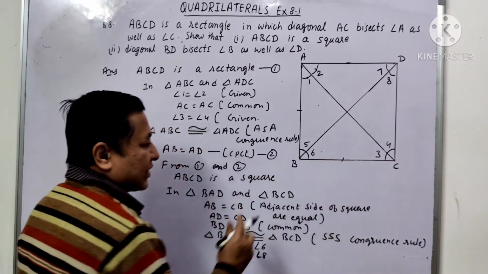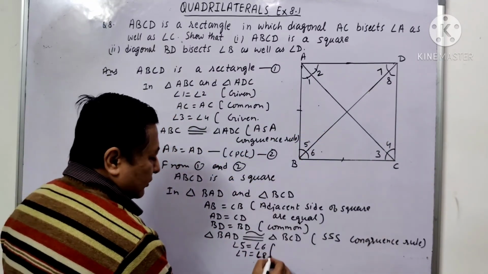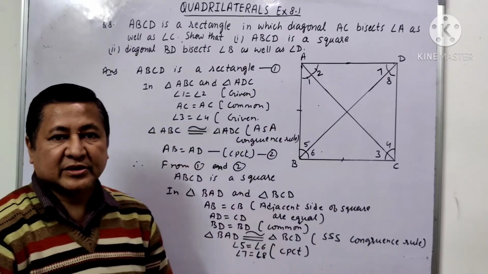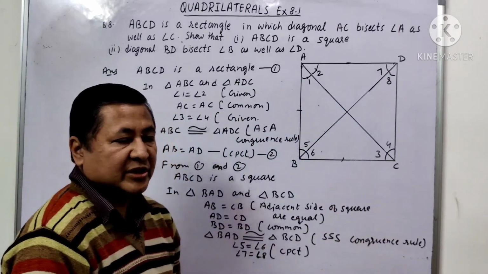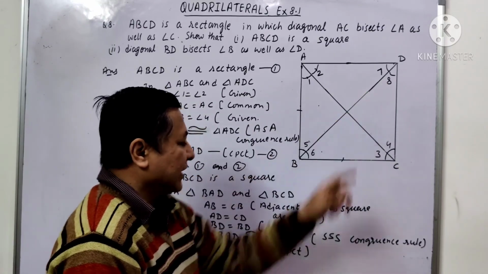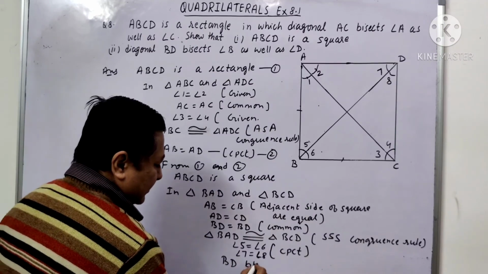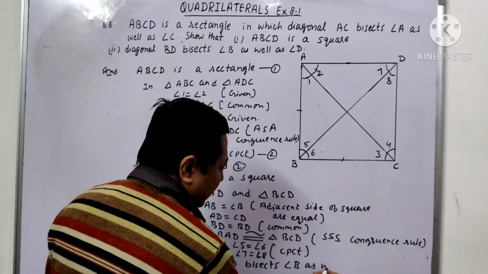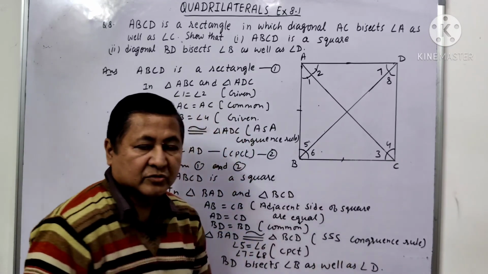Angle 5 and angle 6 are corresponding parts. Angle 7 and angle 8 are corresponding parts. So they are equal due to corresponding parts of congruent triangles are equal. So as these two are equal and these two are equal, we can say that this diagonal BD bisects angle B as well as angle D. So we can write, therefore BD bisects angle B as well as angle D. This we had to prove.